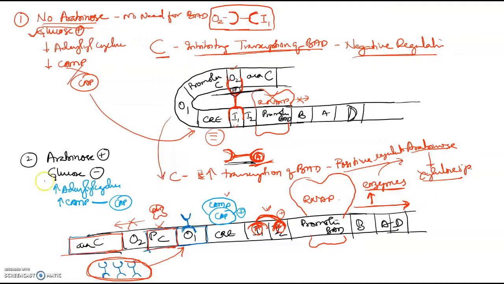Second thing that happens is no glucose. When there is no glucose, there is increased cyclic AMP, which binds with CAP, and CAP and cyclic AMP bind to the CRE region. Both these positive factors will cause transcription in a smooth way. So C protein is increasing transcription of BAD, and finally when there is increased concentration of C, it will auto-regulate itself by binding to the O1 region. All right, so that is the arabinose operon.